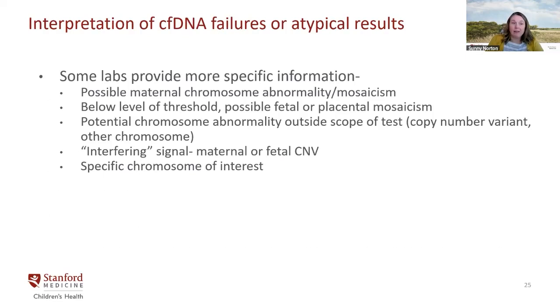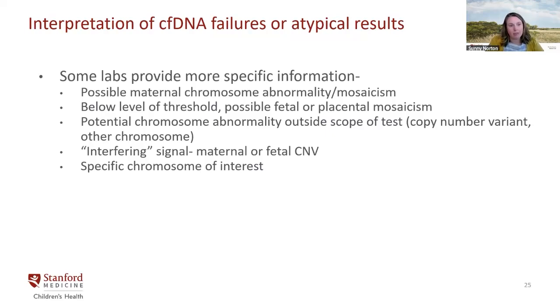Some labs provide more specific interpretation for atypical results, which can be helpful rather than it just saying atypical result or failed, which is hard to know where to go from there. Some labs provide more information. They might state if they think it's a maternal chromosome anomaly or mosaicism, if the finding was below the level of threshold, which might indicate fetal mosaicism or placental mosaicism.